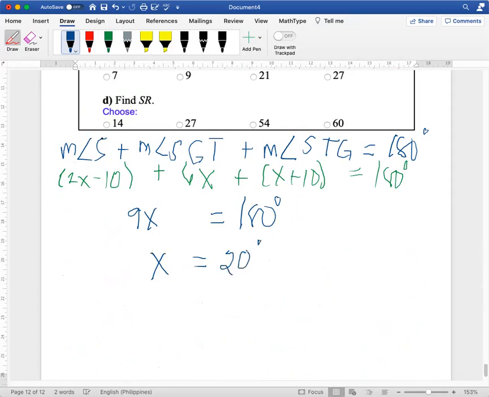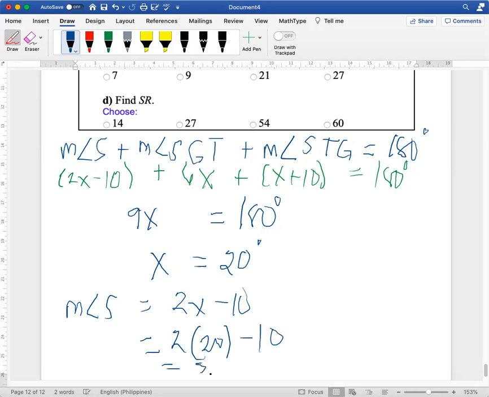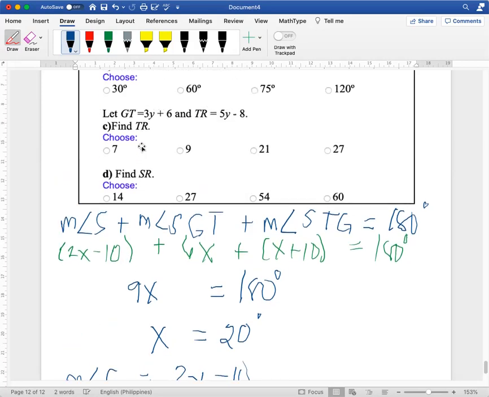However, we're solving for angle S. And the measure of angle S is equal to 2x minus 10. And let's substitute the value of x. So that's 2 times 20 minus 10. That's 40 minus 10. It's 30. So the measure of angle S is 30.